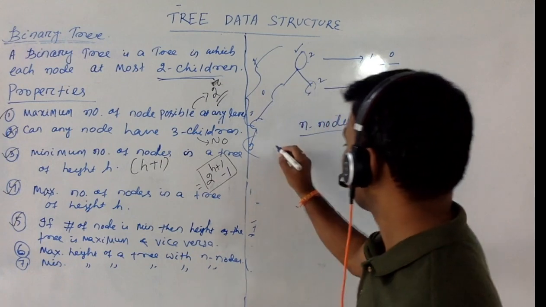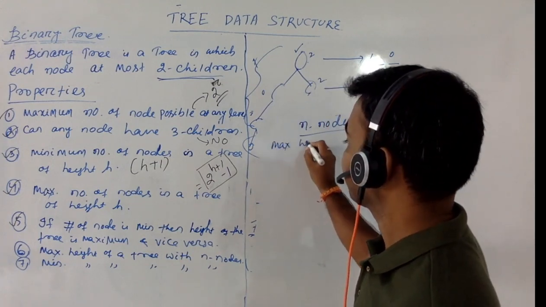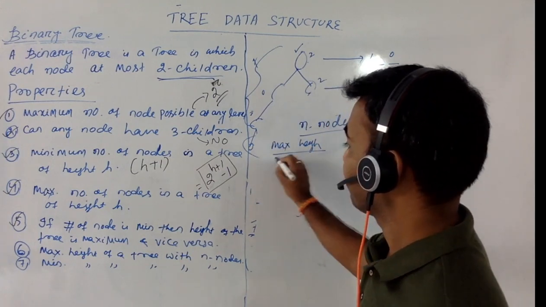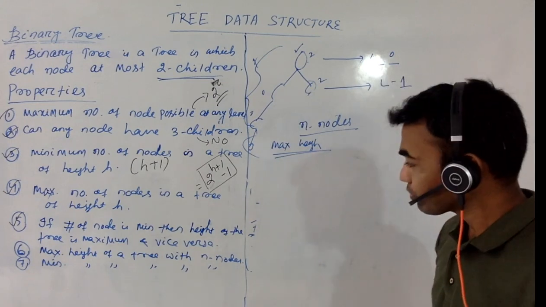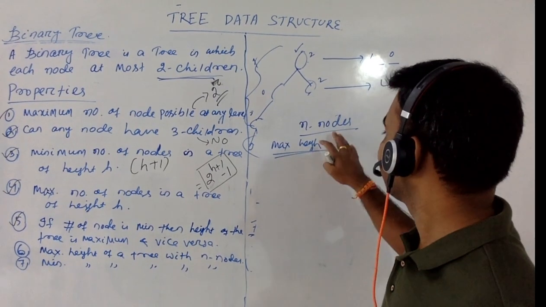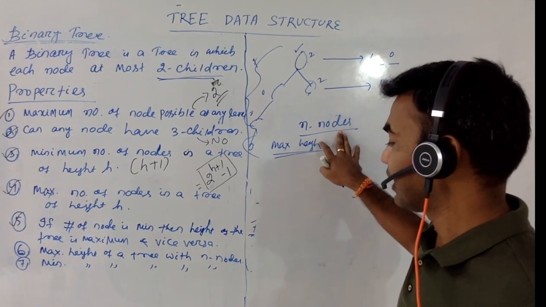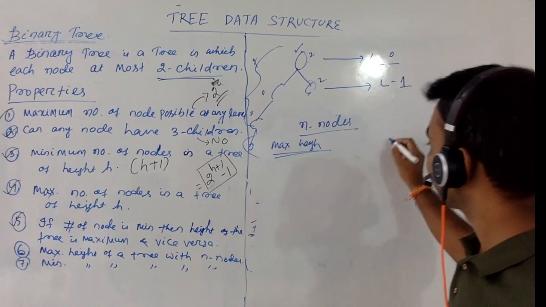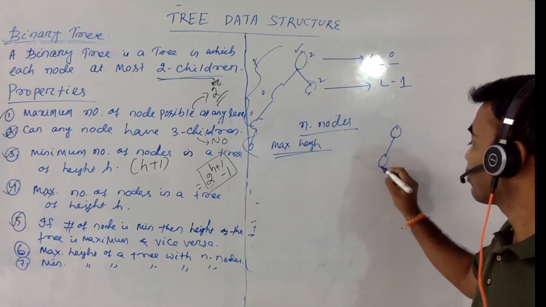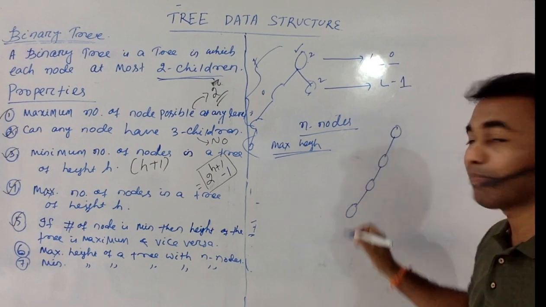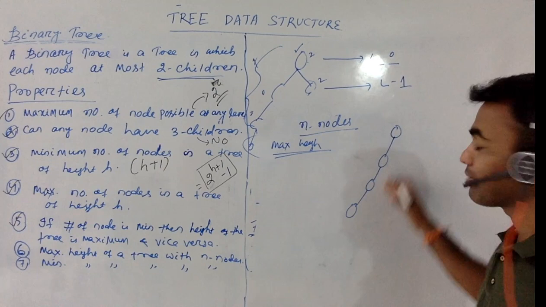Maximum height. So it is asking maximum height. Okay, so if the number of nodes is given as n, what is the maximum height? How can we actually derive the maximum height? If you remember, this is the maximum height, right?